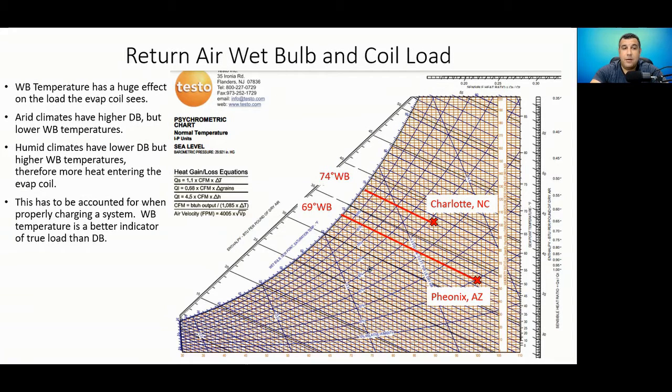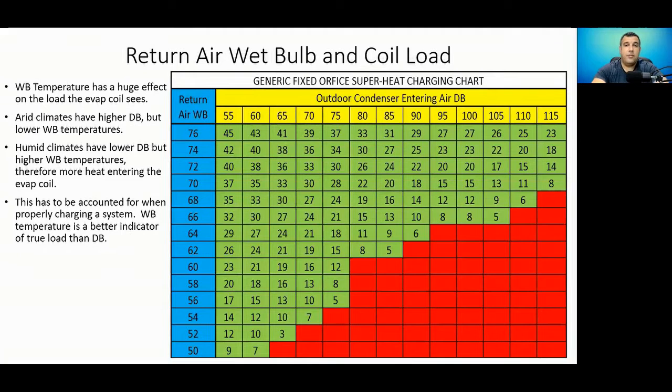And this has to be accounted for when we're charging the system. Wet bulb temperature is a better indicator of true load than dry bulb temperature, and that's why we see wet bulb temperature on a typical charging chart instead of just dry bulb. So let's take a look at that charging chart.